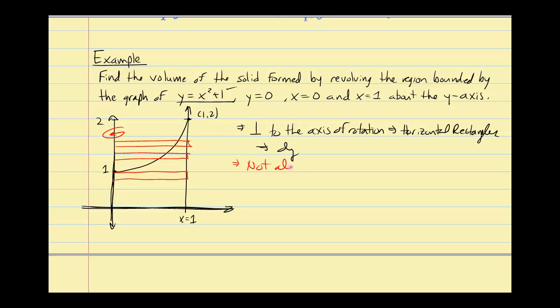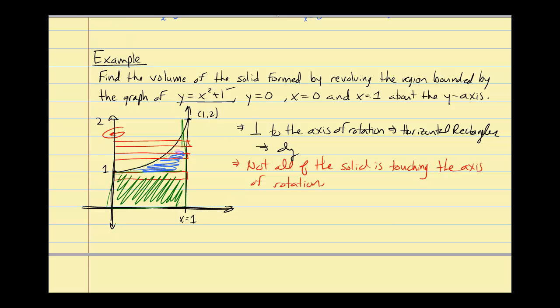Well, not all of the solid is touching the axis of rotation. So that gives me an idea that I might have to set up a couple different integrals here. And the first integral I see, and again, this is the volume that I'm searching for. This is what I'm going to rotate. It looks like to me from here down, my right minus my left is the same. And then from here up in this blue region, my right minus my left is a little bit different. So I'm going to have to set up two integrals.